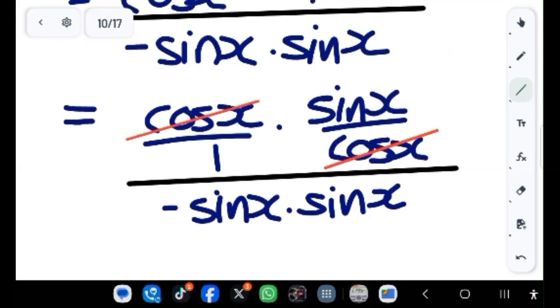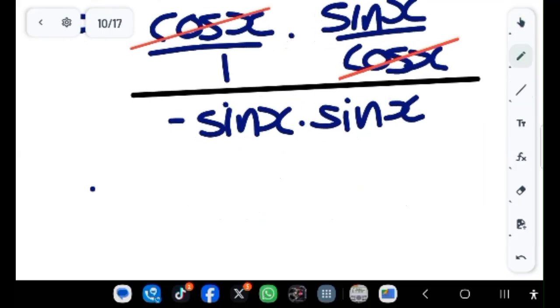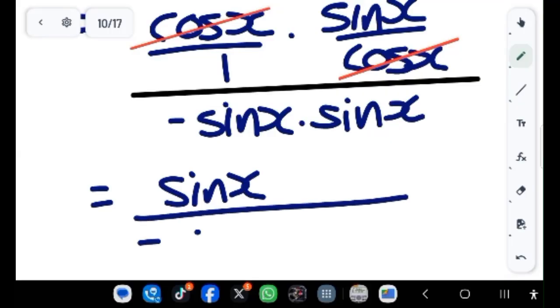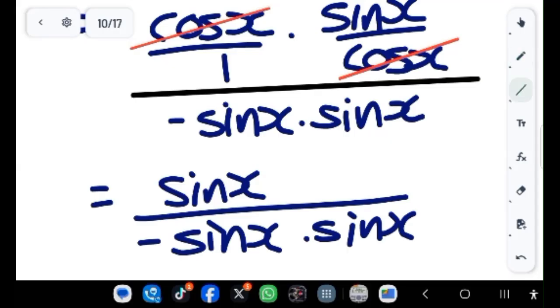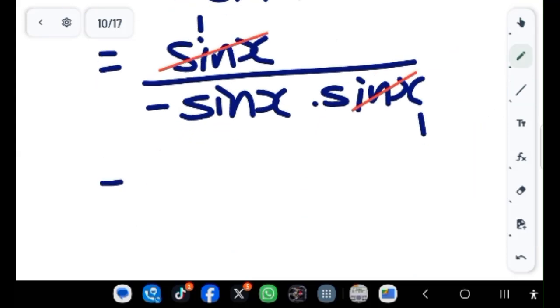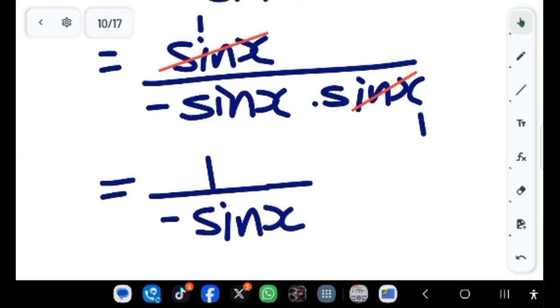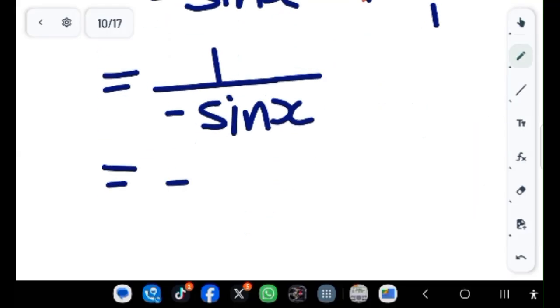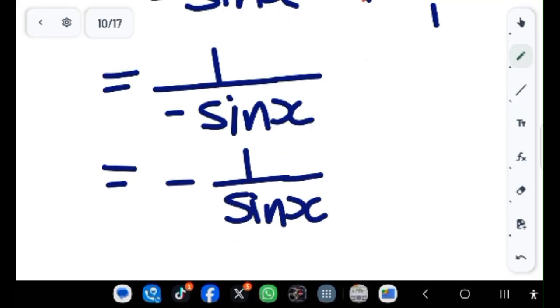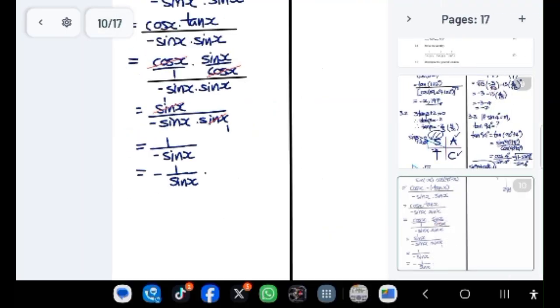That leaves us with sine x at the top with negative sine x times sine x at the bottom. The sine x's cancel out, going once into each other. That leaves us with 1 over negative sine x, which can also be written as negative 1 over sine x, if you prefer. And that's how we reduce that. Next question.